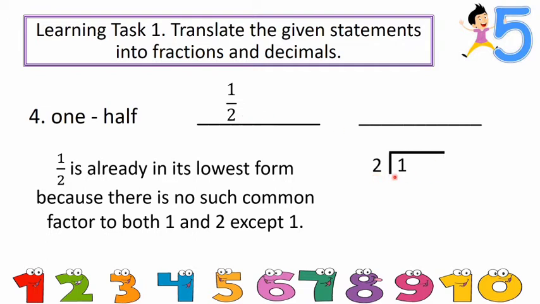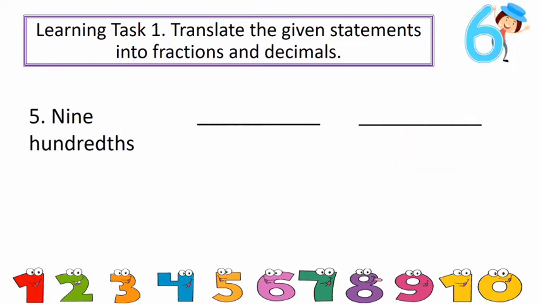So 1 divided by 2 cannot be, so we write 0 and then add 0. Do not forget the decimal point in our quotient. So 10 divided by 2 is 5. Then 5 times 2 is equal to 10. And 10 minus 10 is 0. So therefore, 1/2 in decimal form is 5/10. Now let's have example number 5.